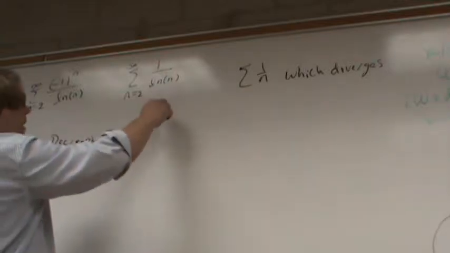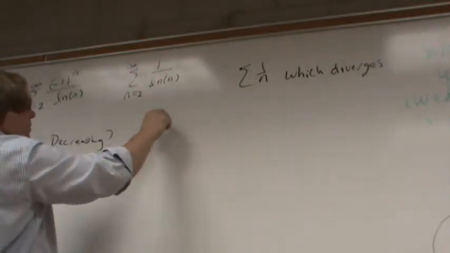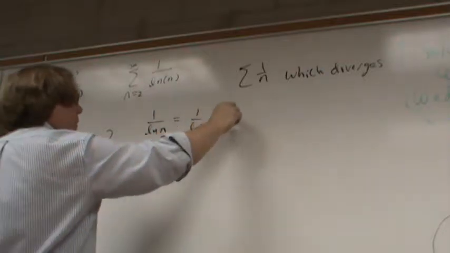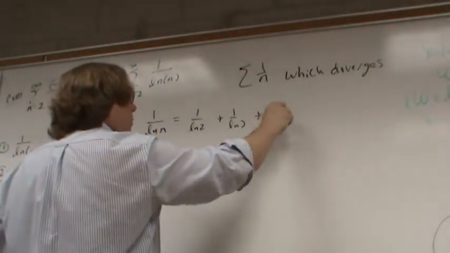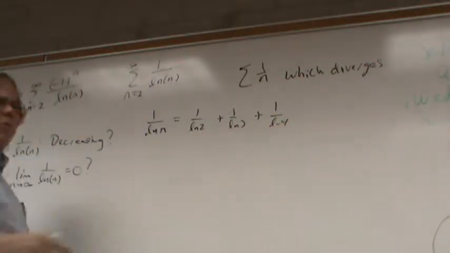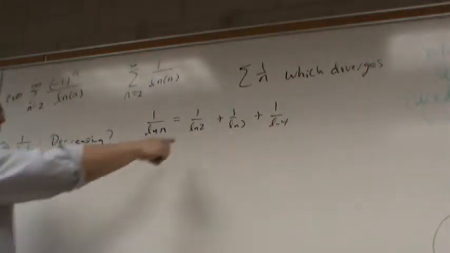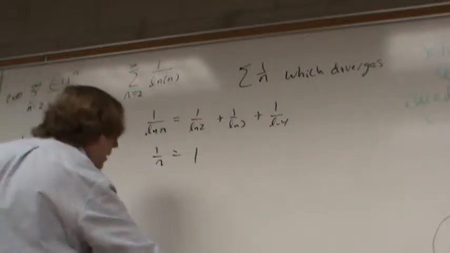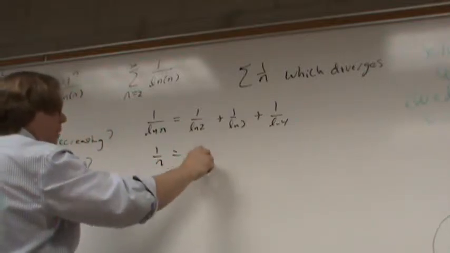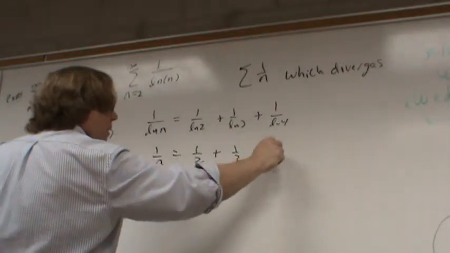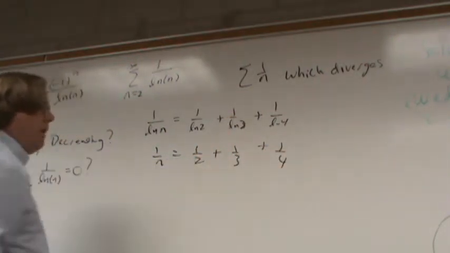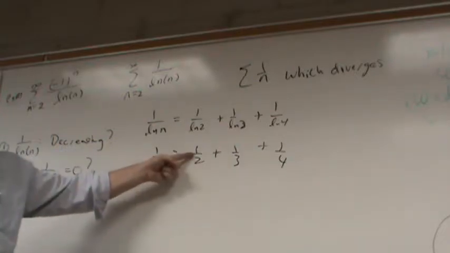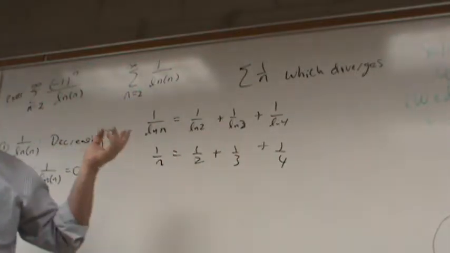When I plug in, term by term, this is going to be 1 over log natural of 2 and 1 over log natural of 3 and 1 over log natural of 4, which are all pretty small numbers. I mean, the denominators are small. This is going to be 1/2, 1/3, 1/4. You see what I mean? So these guys are bigger than these guys, and this diverges. You see?